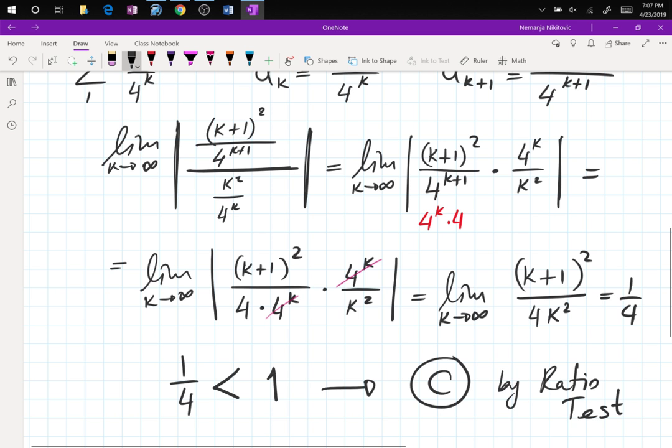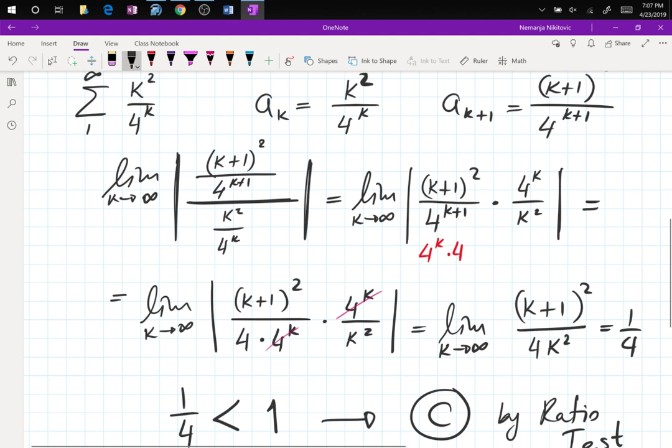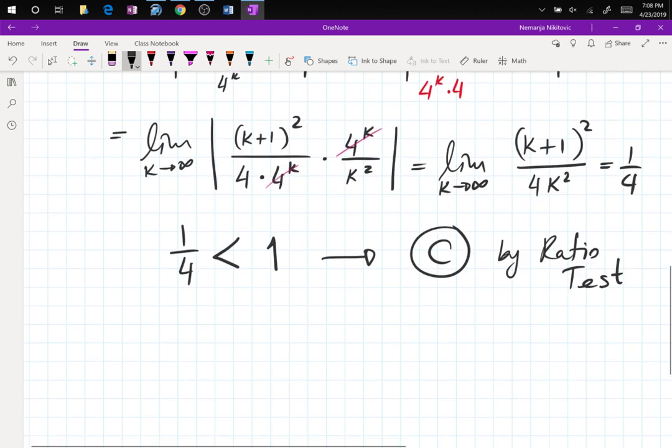So this is what it's all about. You have to take this limit. You have a_k, you create a_(k+1), you divide them, and then you just plow through the algebra, and you will get a value that is hopefully either less than 1 or larger than 1. Let's take a look at some of these.